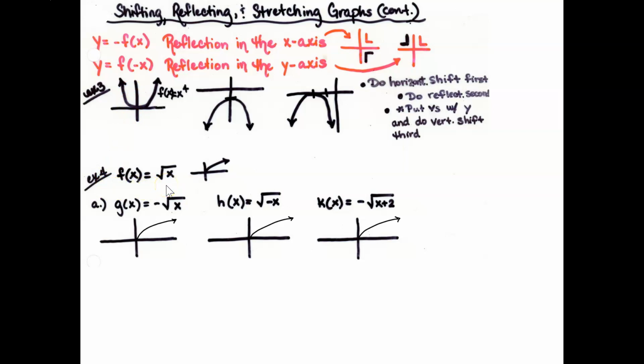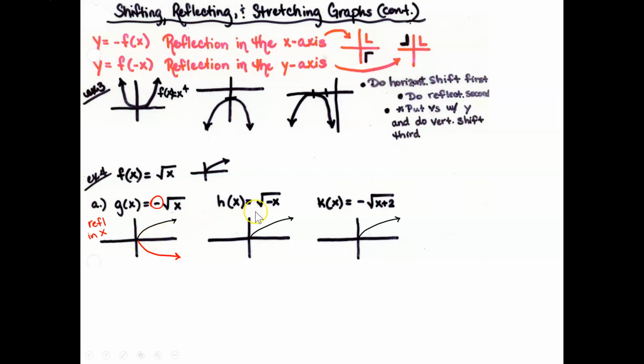Let's say that we've got the square root function. All right, that's one of our toolkit functions, so we should know what that graph looks like without needing to plot points. So here's the square root of x. All right, if we put a negative out in front of the entire thing, that's a reflection in the x-axis. So if I reflect it in the x-axis, where is that going to go? What's that going to look like? Well, it's going to come down and reflect across the x-axis into the fourth quadrant. So that's what my reflection in x would look like.